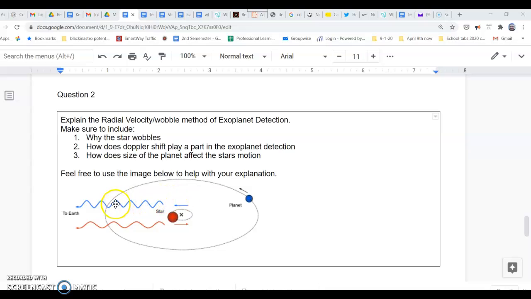So blue shift, the star's coming toward us. Red shift, the star is moving away from us. And the bigger the color change, the bigger the planet is. And also, the bigger the planet is, the bigger the wobble that we can see.